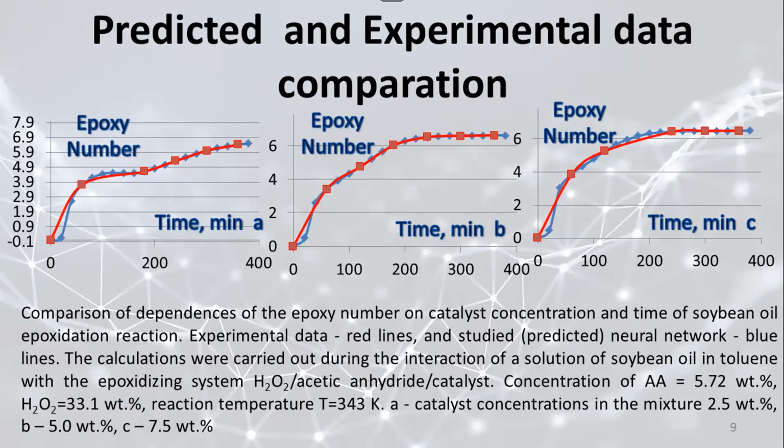The graph shows the dependencies for different concentrations of catalyst. As a result of training, the neural network processes the entered data quite accurately to predict the result of the experiment beyond the experimental data.